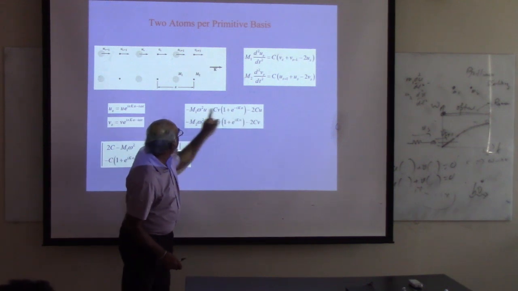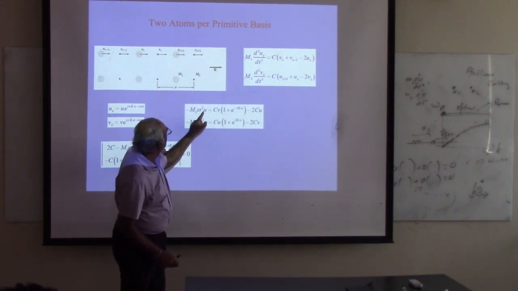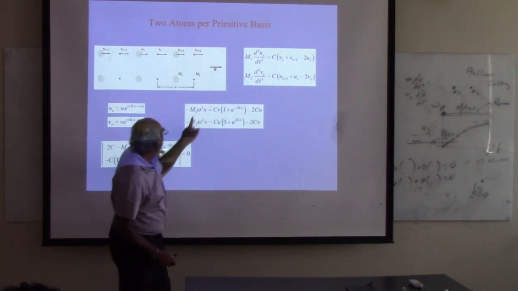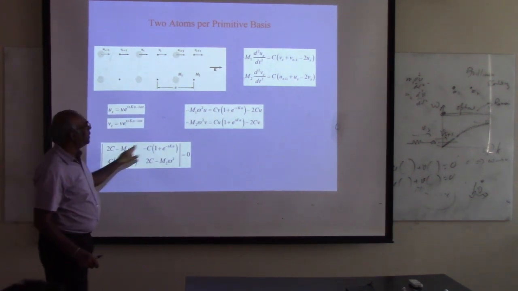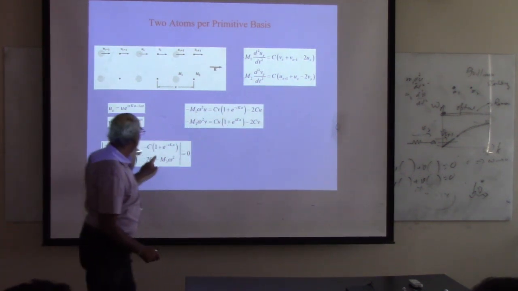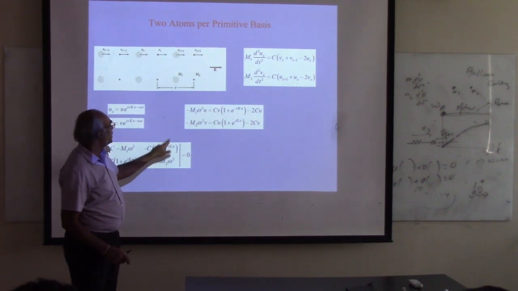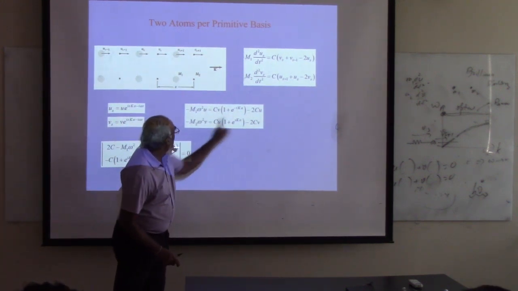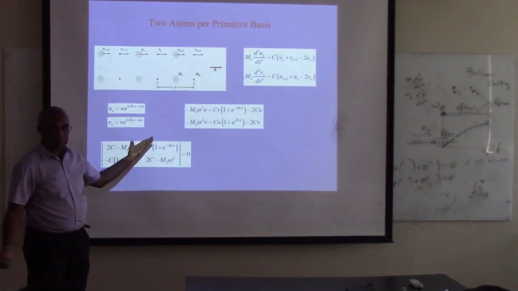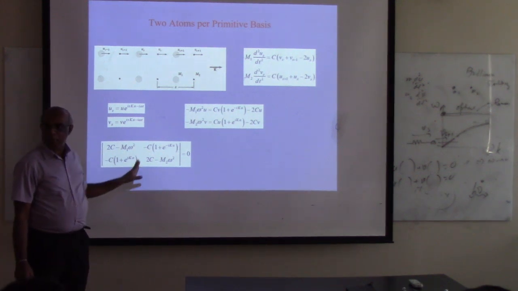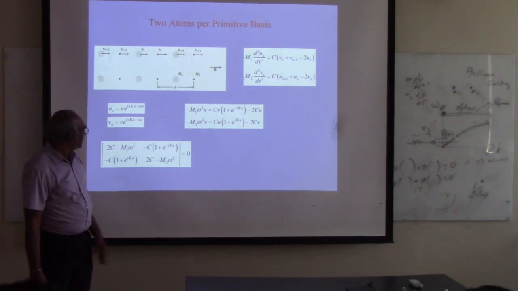This one has 2c u. If you take u, I have 2c minus m1 omega squared, right? This one. U, v has c times 1 plus this one. Again, v has 2c minus m. That's the determinant, right? Is that clear? So that equals 0 now.